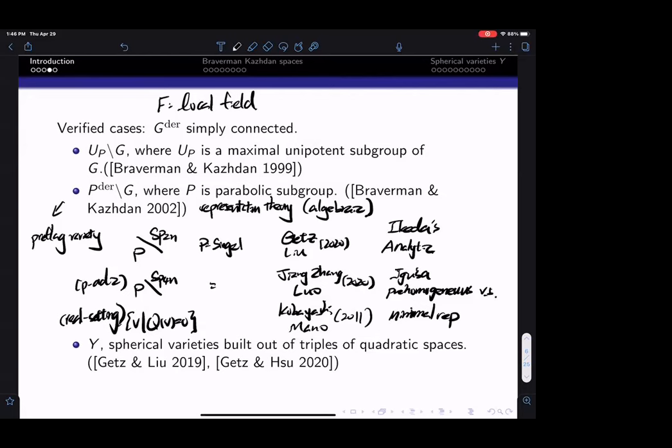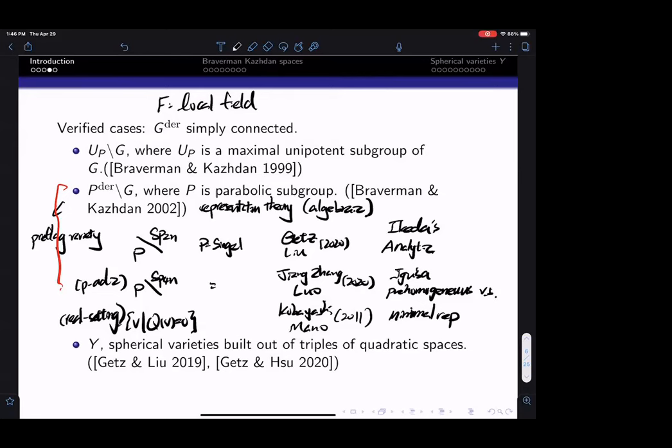And so while these three approaches, Bergman–Kazhdan, Getz–Liu, and Jiang–Zhang–Luo, look different, they turn out to all be the same, but it can be verified through our work. And so lastly, which is our main interest, is affine spherical varieties. They are built out of triples of quadratic spaces.